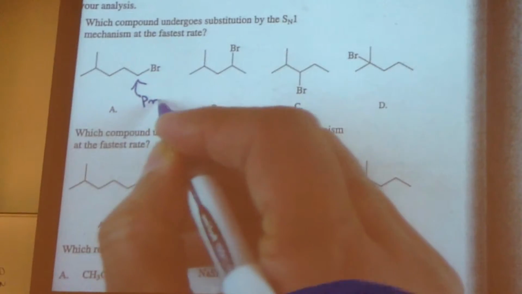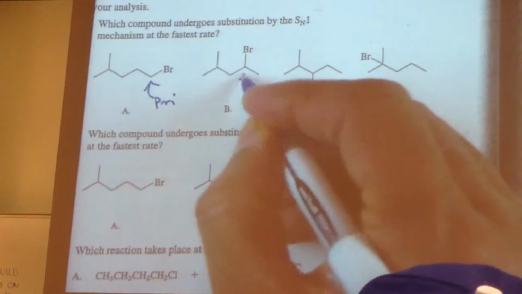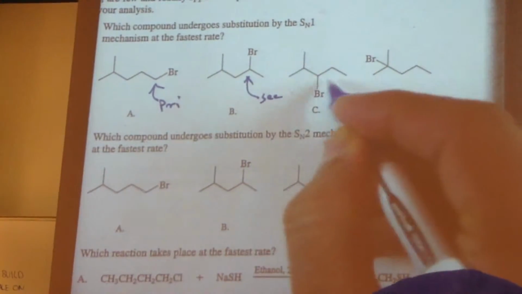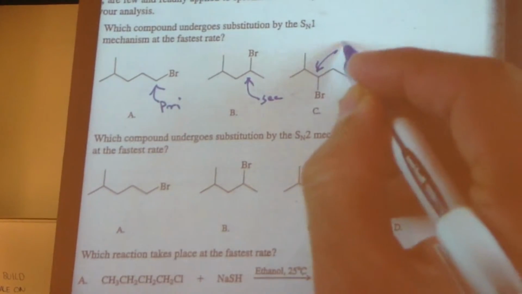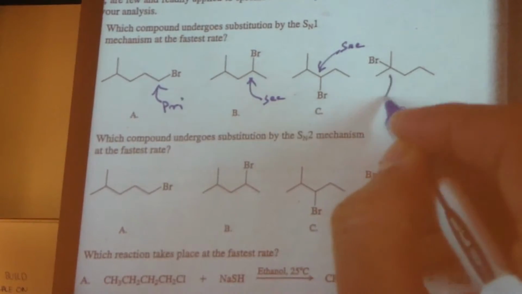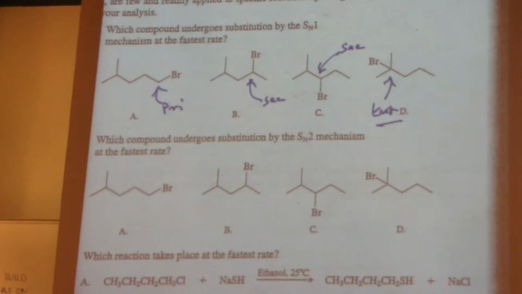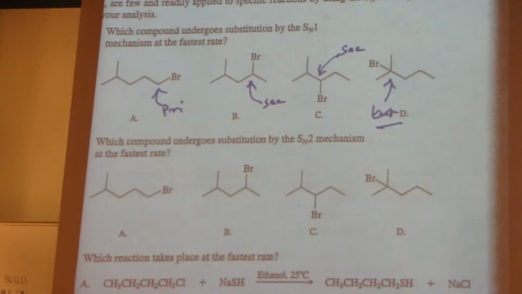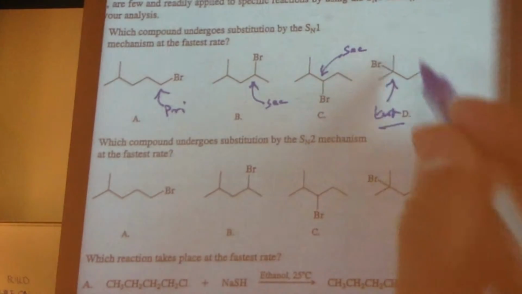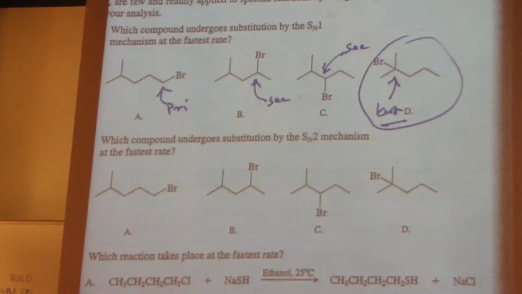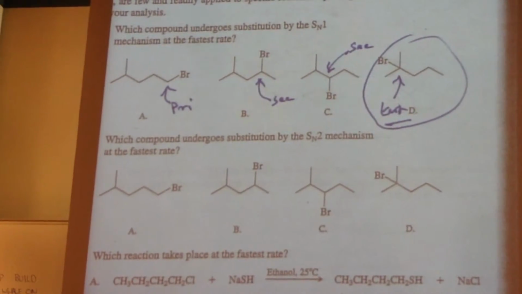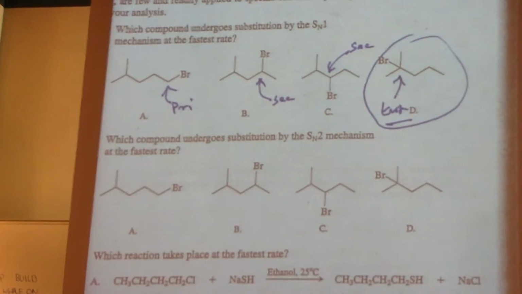This is primary, secondary. This is also secondary, and the last one is tertiary. And which one is better? D is that, because SN1 needs to form the carbocation that will be most stable for this one.